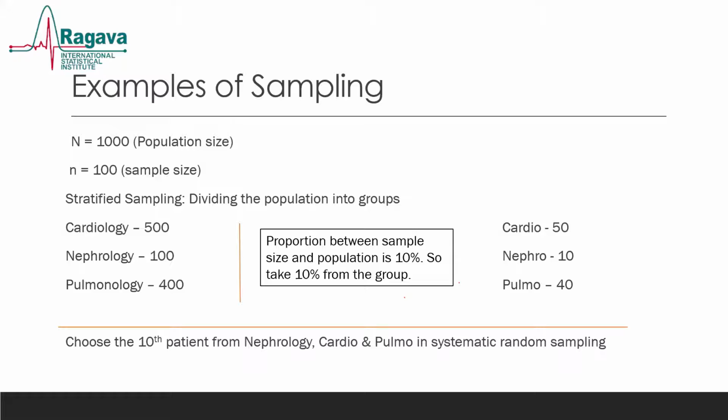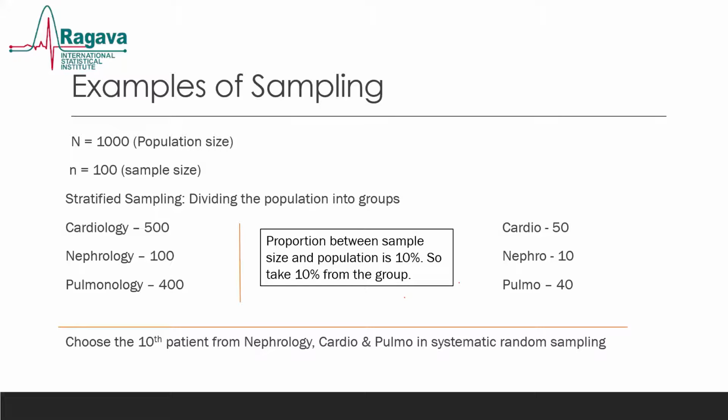So basically, N is your population size, 1,000, and the sample size is 100. So 100 divided by 1,000 gives you 10%. So 10% is the proportion between the sample size and the population. So I decide to take 10% of the samples from each specialty. 10% of cardiology cases will be 50, 10% of nephrology cases will be 10, and 10% of pulmonology cases will be 40. So this is the method of arriving at your stratified sampling technique.